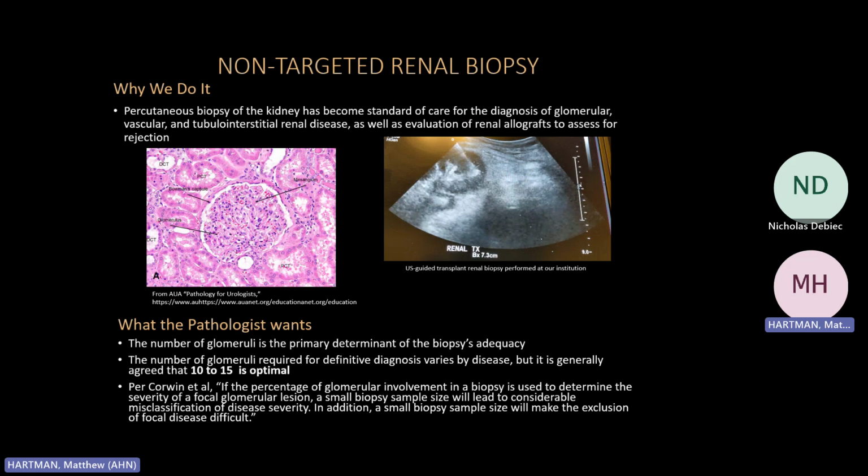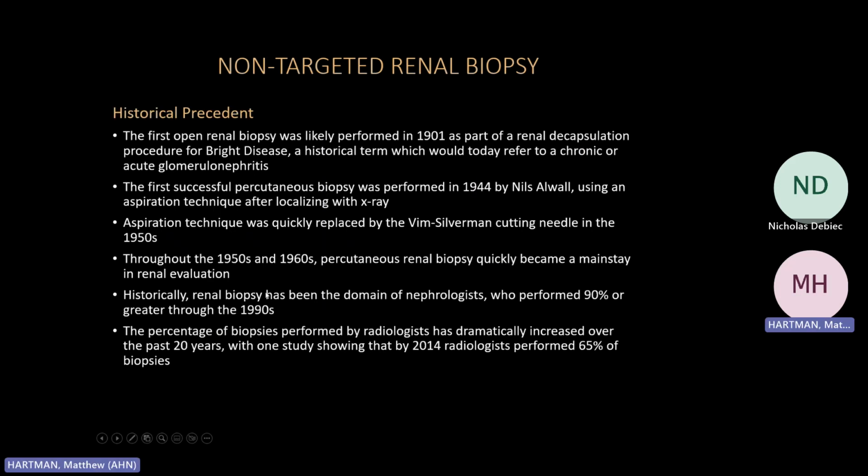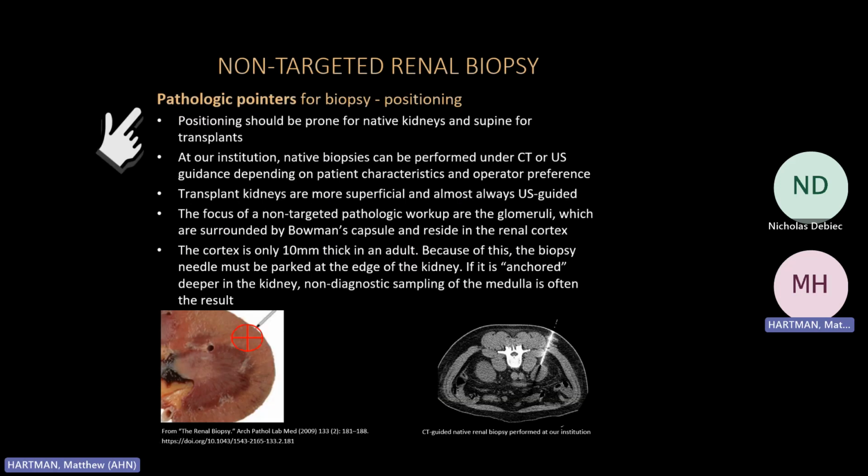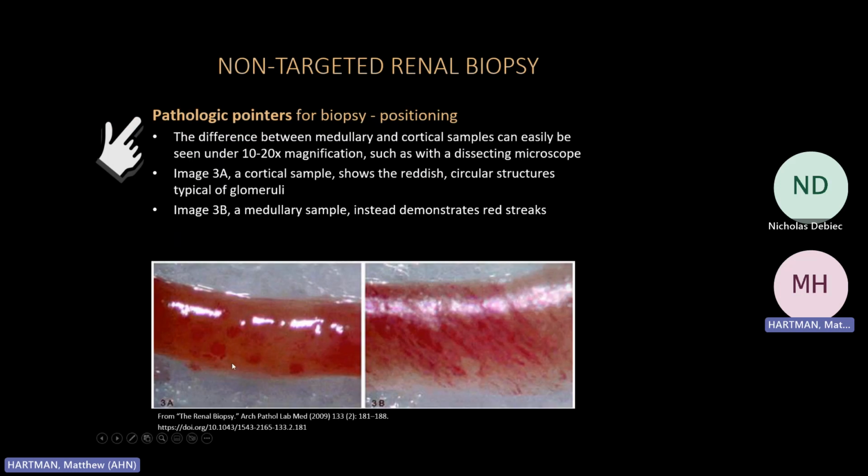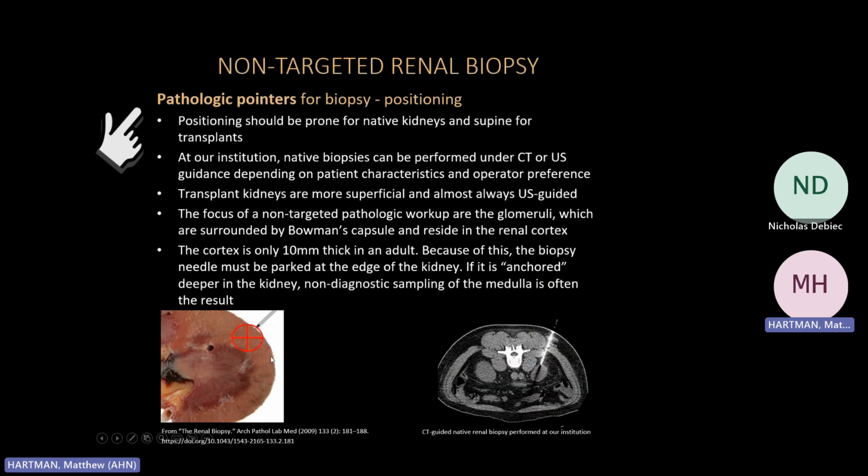We'll start with renal biopsies. These are usually non-targeted. This is an example from an ultrasound-guided biopsy where our needle goes in, we get the sample, and what the pathologist is looking for is 10 to 15 glomeruli, which they will look at under the dissecting microscope. These small red circles are the glomeruli, and these are found in the cortex, as opposed to the medullary rays, which are from the medullary portion. So we are aiming for the cortex here.